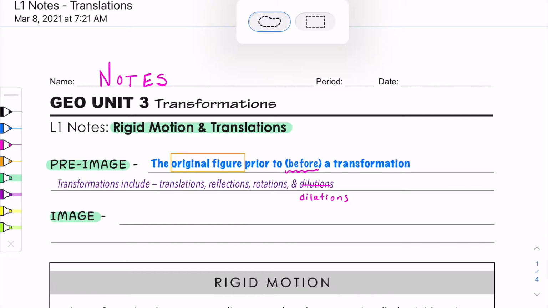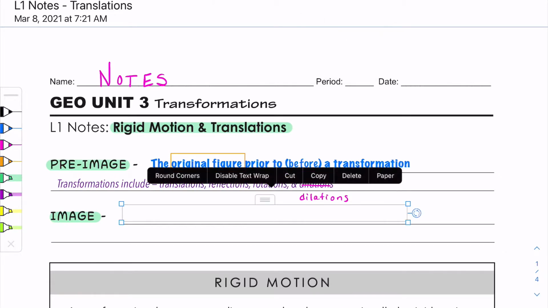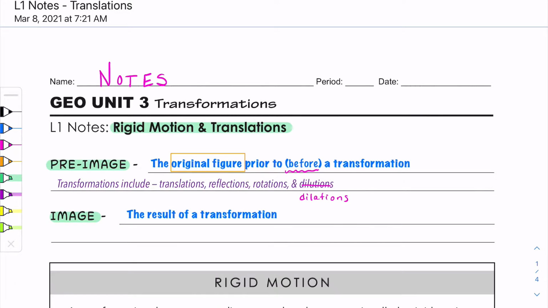An image is the result of the transformation. So in other words, it's your final answer. I'm going to say final graph because that's what we're actually doing. So once you do your transformations, your final graph or your final answer is called the image.